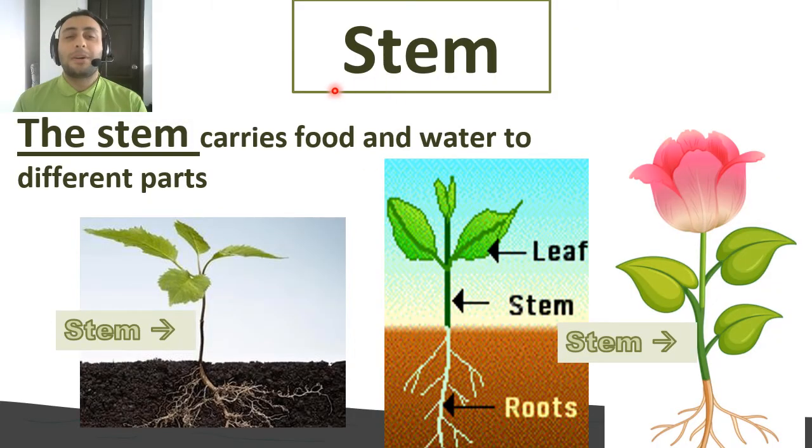Now, let's talk about stem. Now, let's say the root took the food and water up. What should it do? It gives it to stem. Stem is like a tunnel. This tunnel brings and carries the food and water to other parts of the plants, like the leaf, the flower, the fruit, and all the other parts.